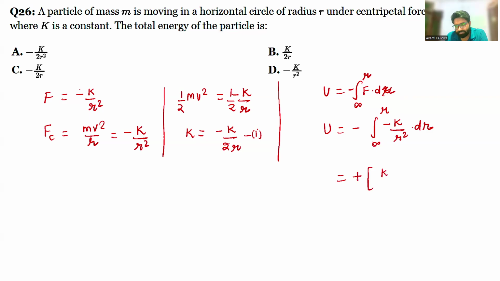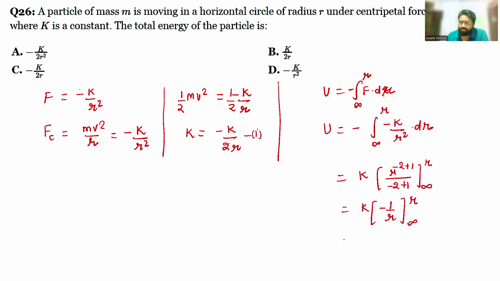K can also be taken outside because k is a constant quantity. 1 upon r square will become r raised to the power minus 2 plus 1, that is minus 1, from infinity to r. K into this will become minus 1 upon r, from infinity to r. 1 upon infinity will be 0. So it is coming out to be minus k upon r.